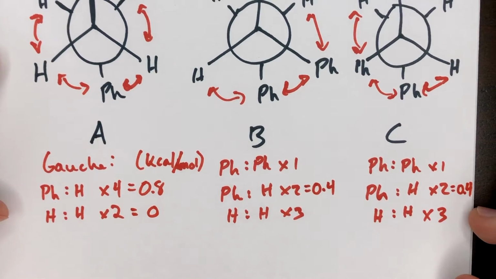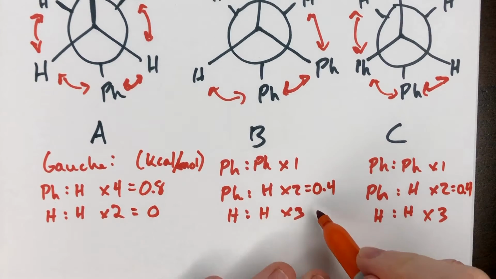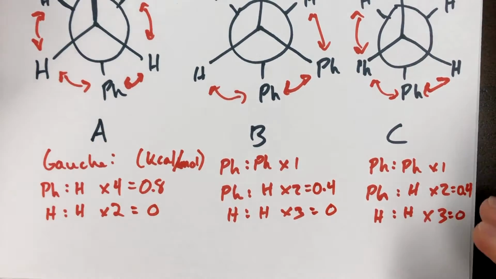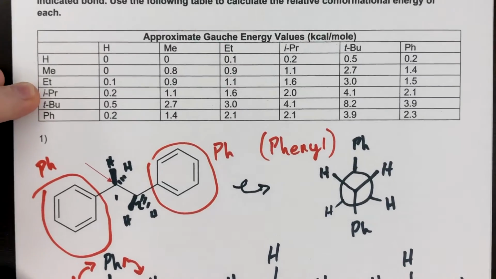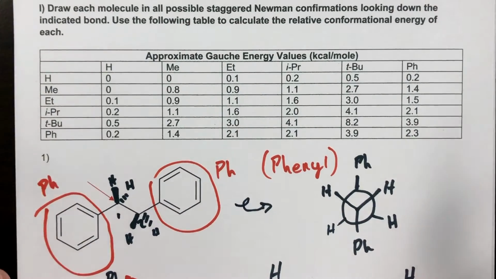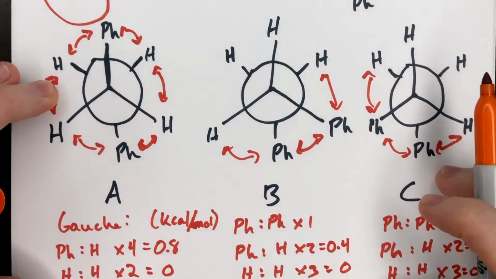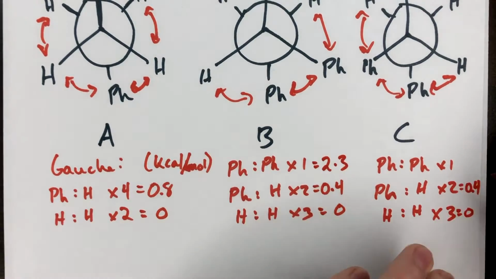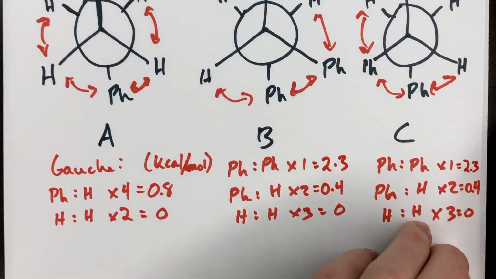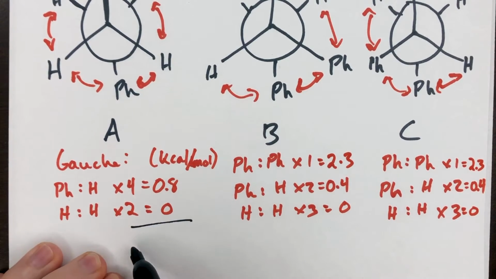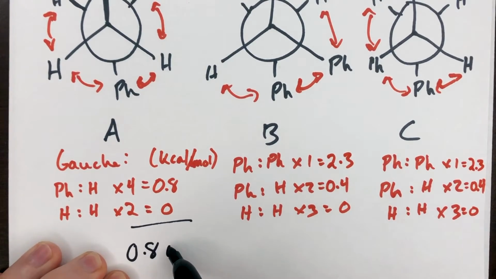Okay, then we need to know the phenyl-phenyl. We know the hydrogen-hydrogen is 0. So now the phenyl-phenyl, going back, phenyl is 2.3. So go down here, this is 2.3, and this is 2.3. Okay, now let's add these up. So our total destabilizing energy for A is 0.8 kcal per mole.